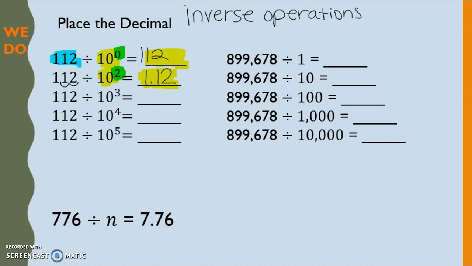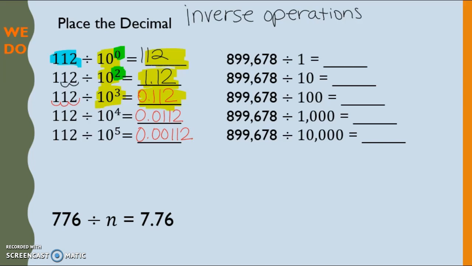Now we have 112 divided by 10 to the third power equals some number. So I'm asking myself, what number times 10 to the third power equals 112? I move the decimal point 3 times. Then I'll move the decimal point 4 times. Then I'll move the decimal point, oh boy, 5 times. And these are the numbers that I have. These are my quotients. The same we will do with the numbers on the other side.